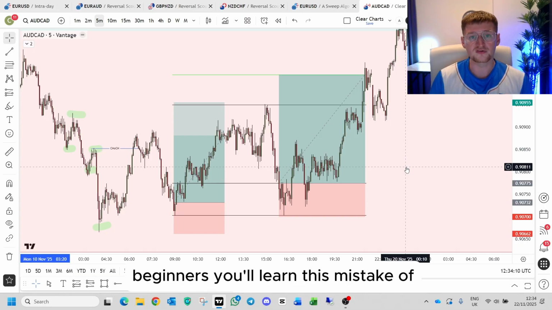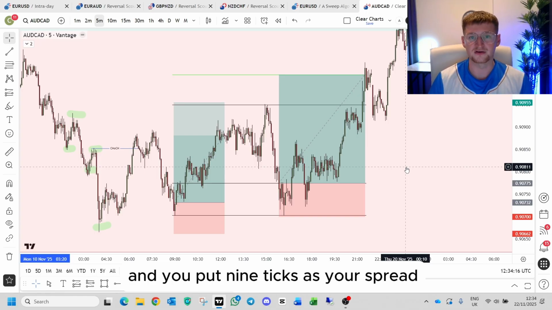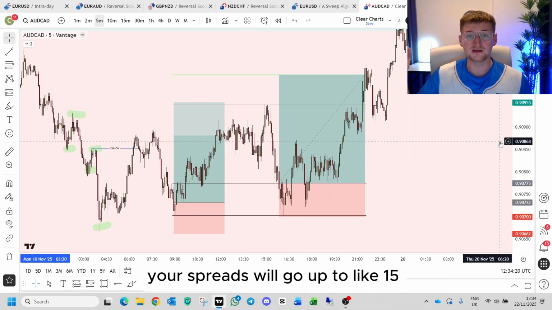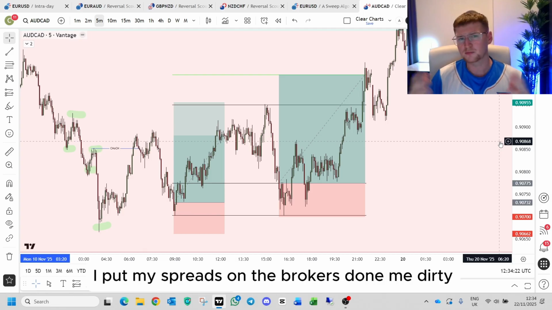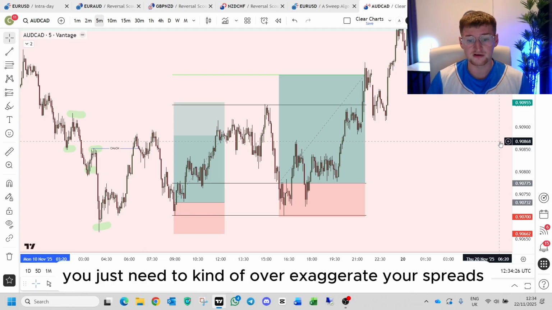Beginners, you'll learn this mistake: your spread is fluctuating around 8 or 9 ticks and you'll put 9 ticks as your spread. Then within that moment of volatility, your spreads will go up to like 15 and you'll get stopped out and you'll be like, oh, I put my spreads on, the broker's done me dirty. They haven't, you just need to over exaggerate your spreads.